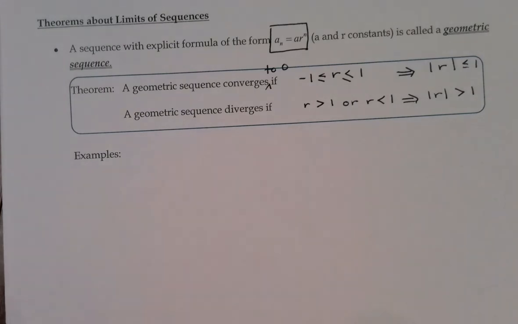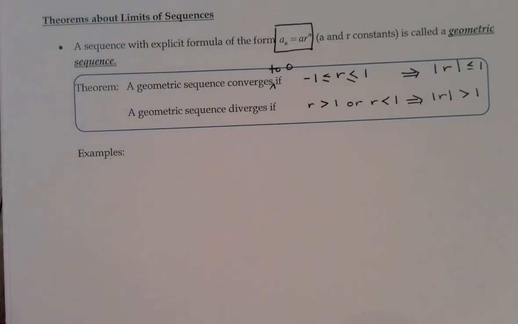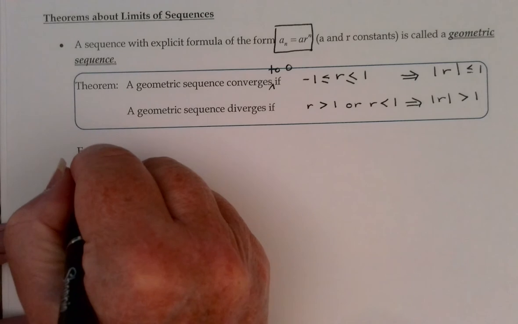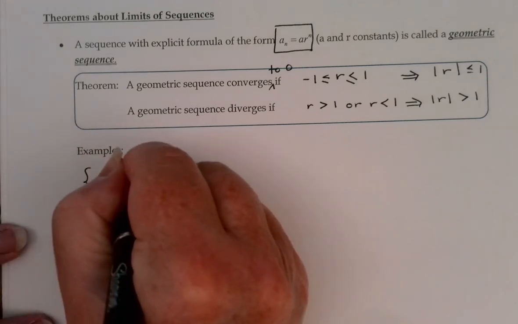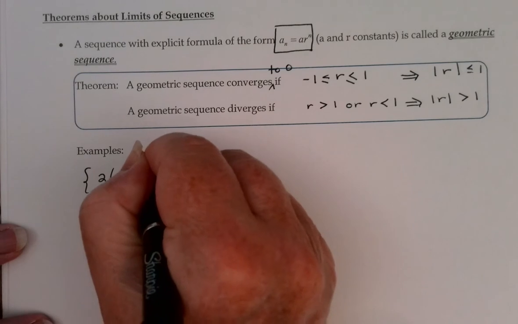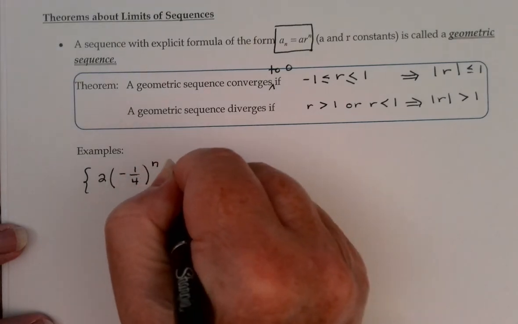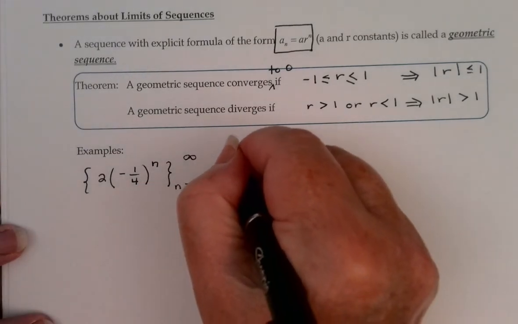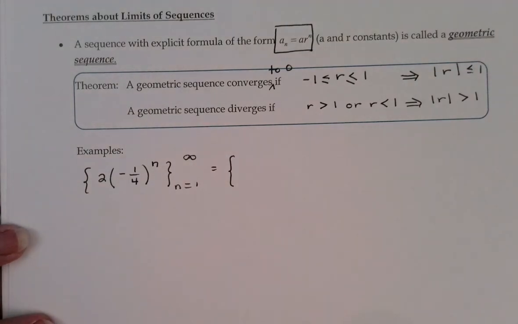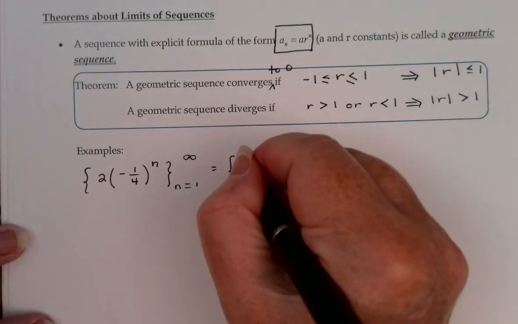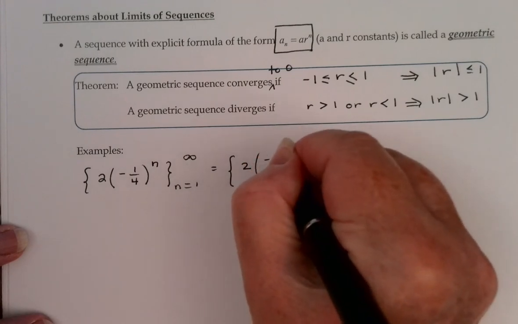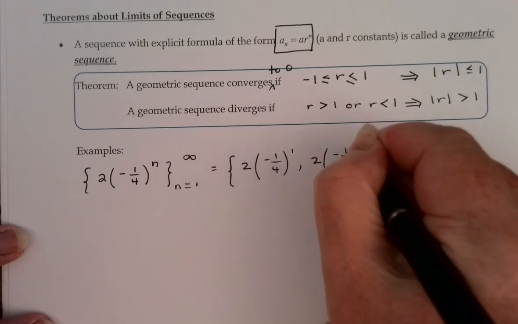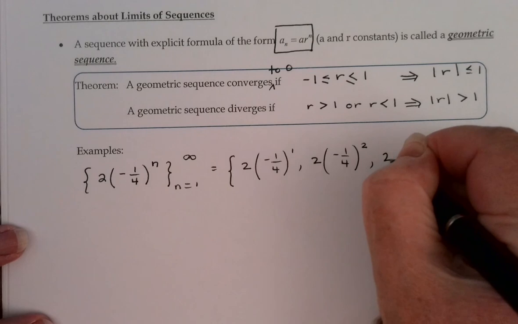Let's look at a couple of examples. We'll kind of work them out numerically just so that you can see this theorem actually work. So let's start with the sequence 2 times -1/4 to the n power as n goes from 1 to infinity. So I would have 2 times -1/4 to the first, and then 2 times -1/4 squared, and so on.